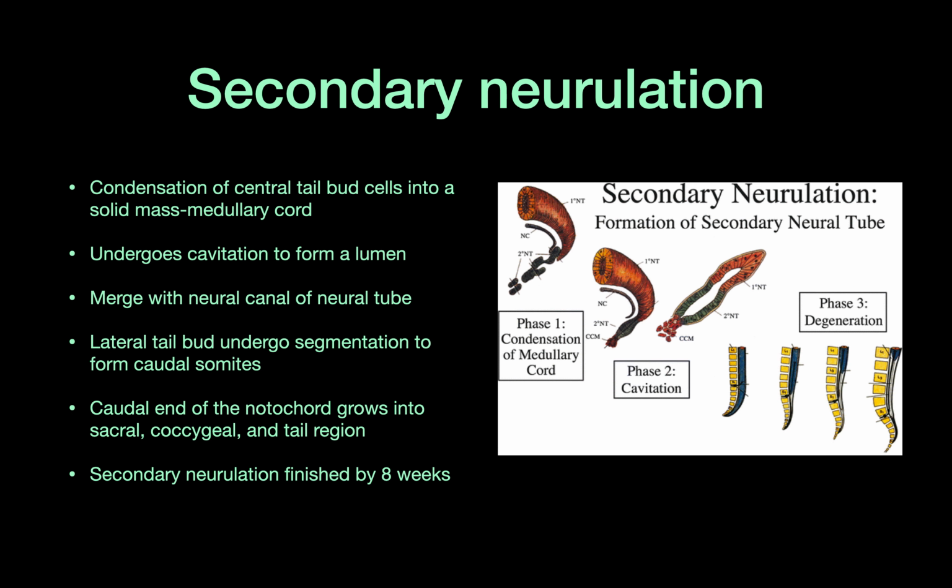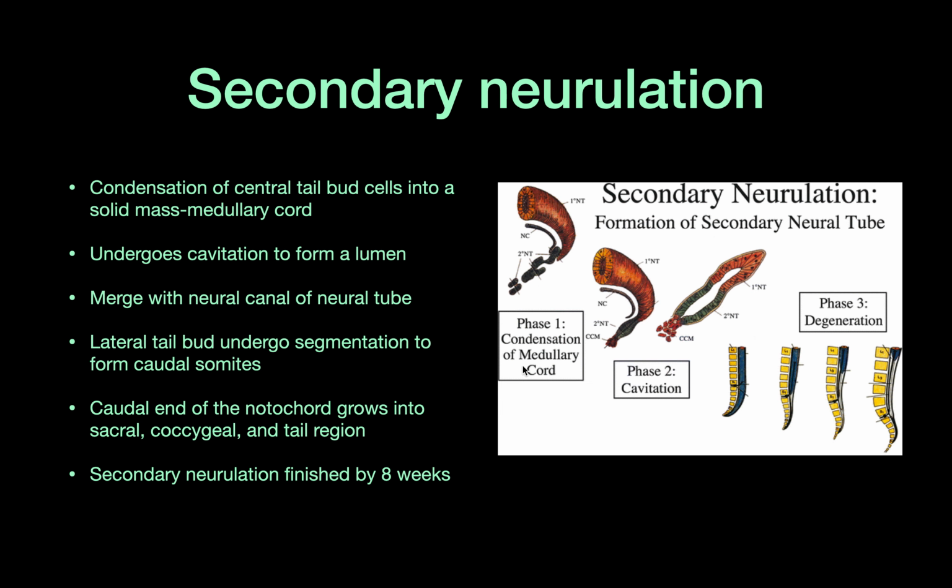Secondary neurulation is when the condensation of the central tail bud will turn into a solid mass, also known as the medullary cord. It will go through a process called cavitation to form a new lumen, and that lumen will merge with the neural canal of the neurotube, making it continuous. The lateral tail bud will undergo, as you can see here, segmentation to form the caudal somites, and the caudal end of the notochord will grow into the sacrococcygeal and tail region. And this is all finished by week 8.